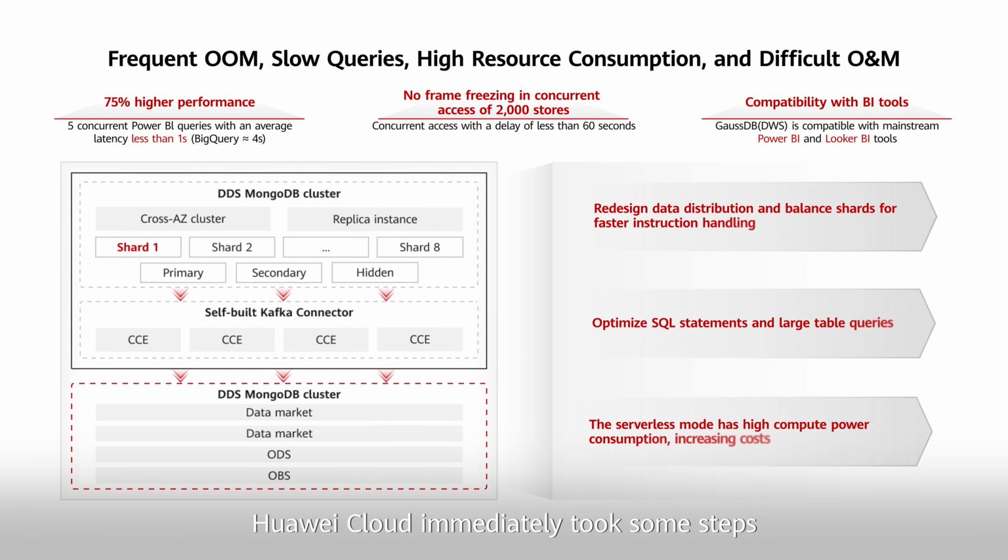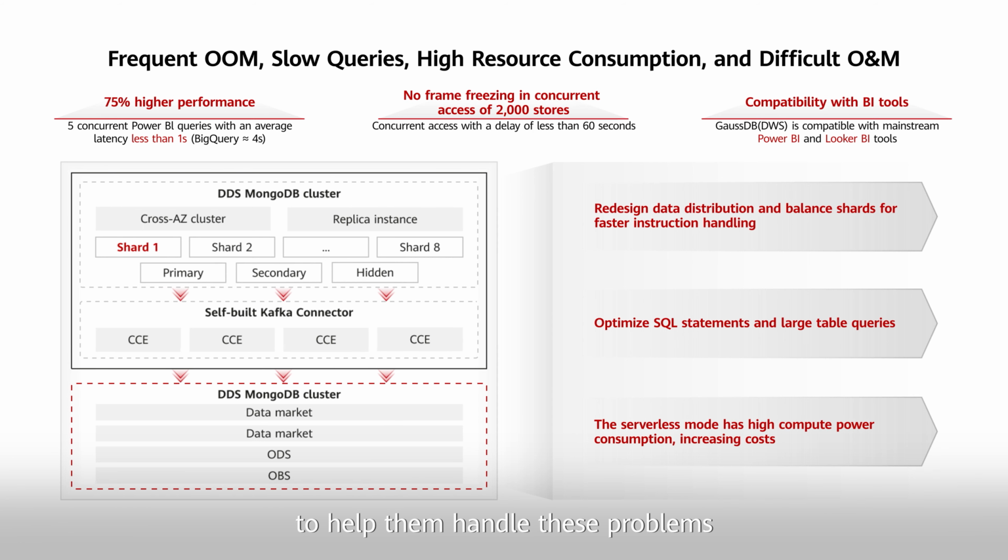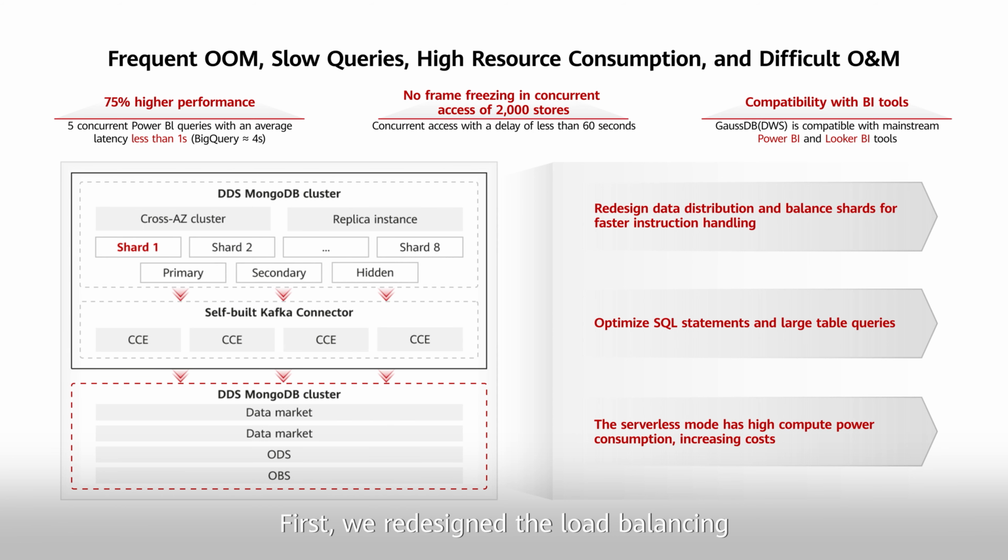Huawei Cloud immediately took some steps to help them handle this problem. First, we redesigned the load balancing, splitting retail data into different shards. The shard keys use multiple fields such as store ID and barcode. DDS MongoDB automatically figures out how much data there is in each shard and balances it out. We can enable automatic migration during off-peak hours in the early morning to minimize the impact on store operations.